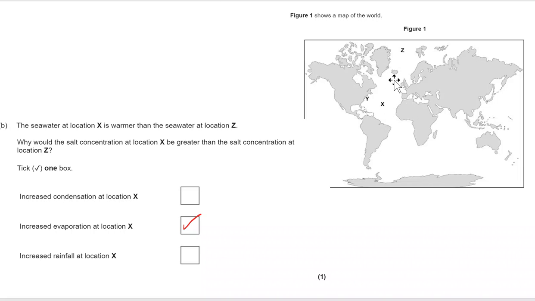It also makes sense if you look at the positions that X is close to the equator and Z is way up near the Arctic Circle.